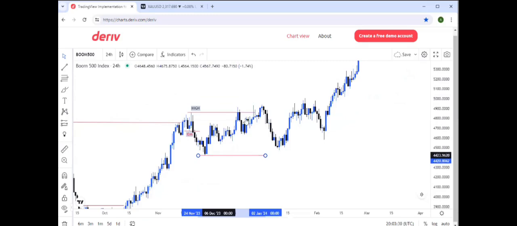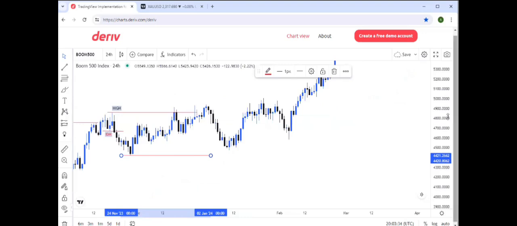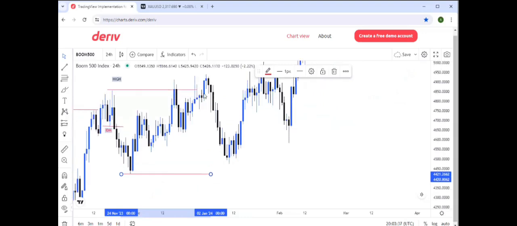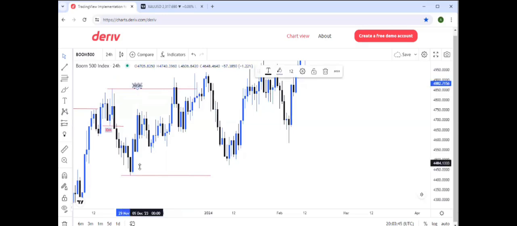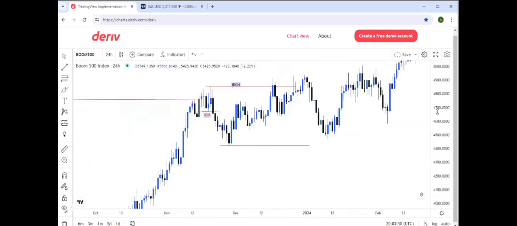I think the price closed above. It didn't just wick out. If you zoom in very well, you see the price closed above. So price closed above, and that validates this place as a low. So we have that place as a low.